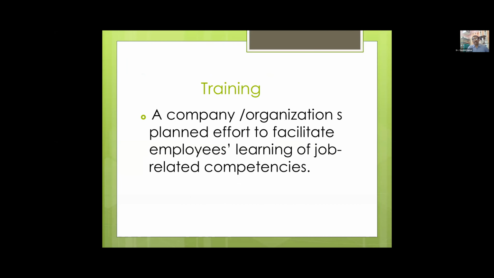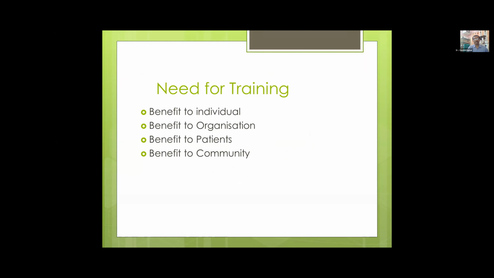So first is staff training. What is training? Basically, it's a company or organization's planned effort to facilitate the employees' learning of job-related competencies. What is the need for training? The need for training is a benefit to the individual, benefit to the organization, and thereby benefiting the patients and the community at large.